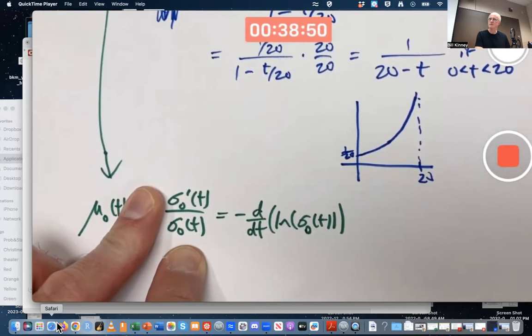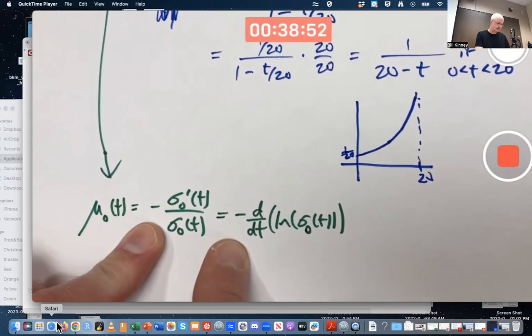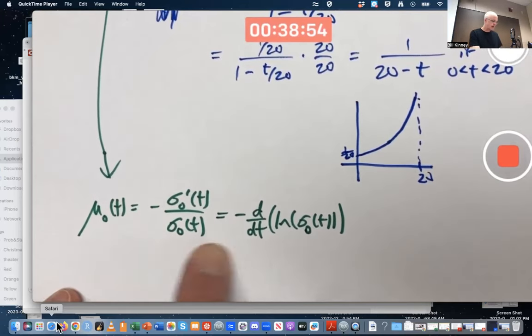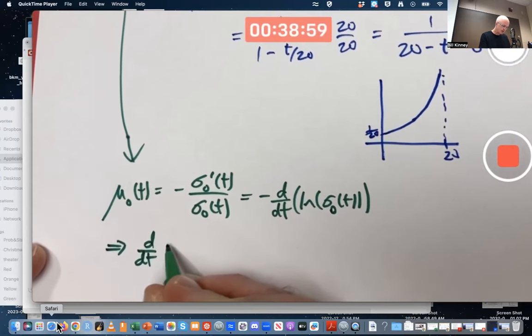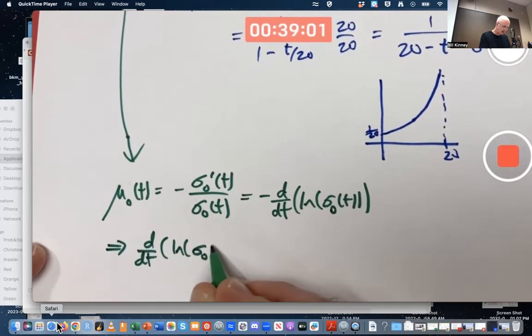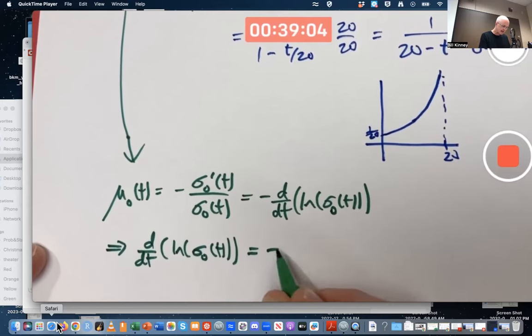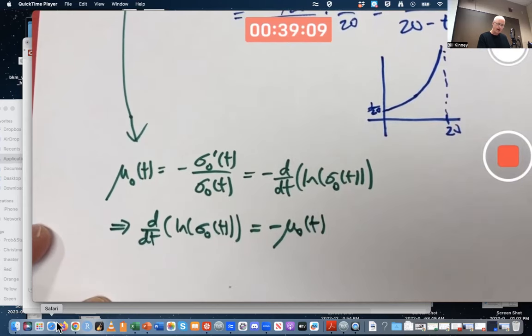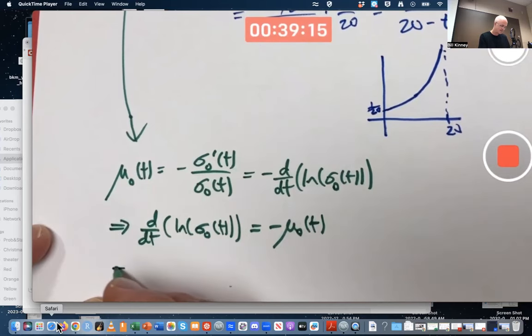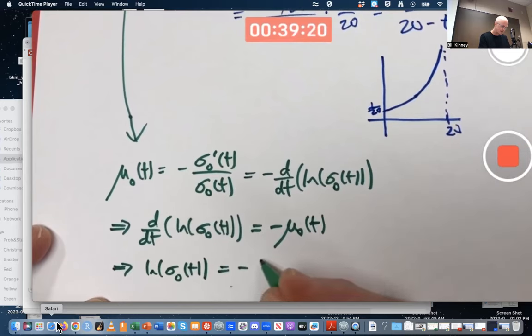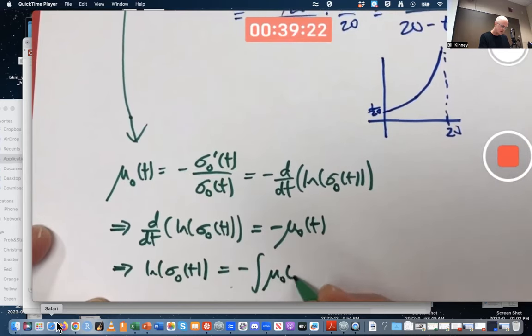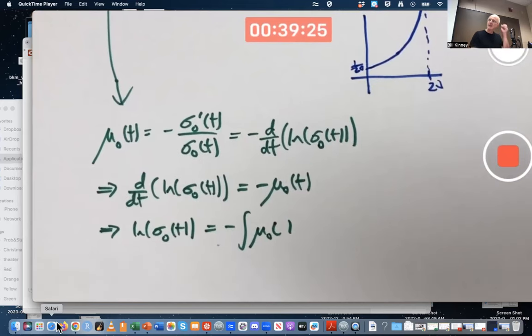You can write it as one fraction. Got a negative sign there still. Okay, multiply both sides by -1. The derivative of the logarithm of the function we want to solve for is negative mu0 of t, negative of the force of mortality. I'm trying to solve for sigma of t, so I should integrate both sides. Should I do this? Yeah, that is a good idea.